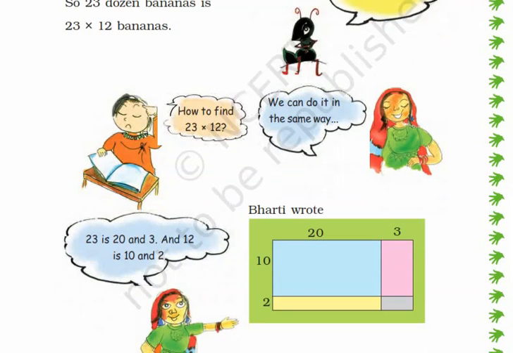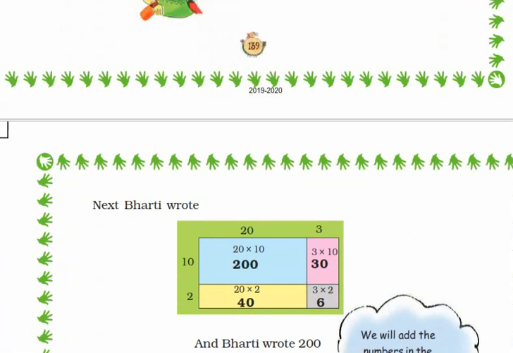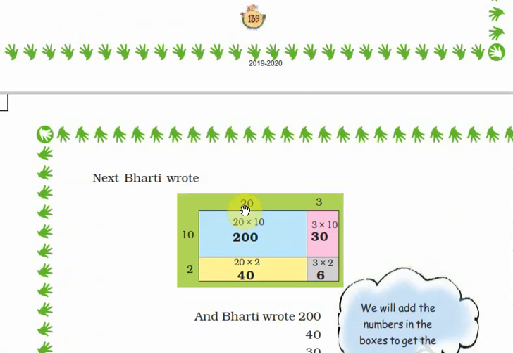Then what has she done? Let us see in the next page what Bharati is doing. Then after that Bharati wrote 20 into 10. In this box what is she doing? 20 multiplied by 10. And here, 3 is multiplied with 10. So 20 multiplied by 10 she got the answer 200, and 3 multiplied by 10 she got the answer 30.